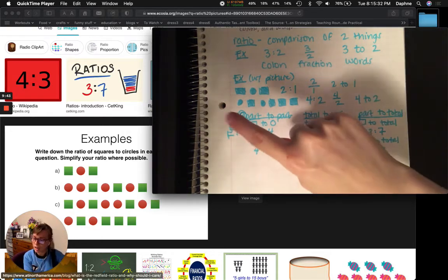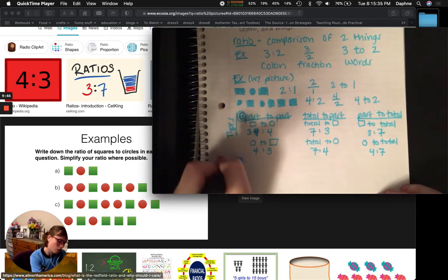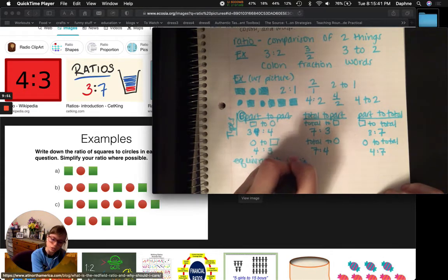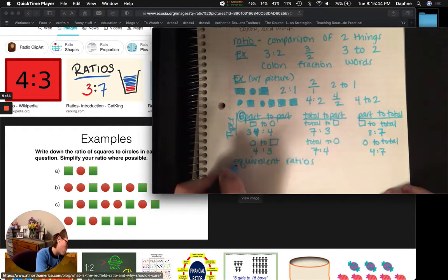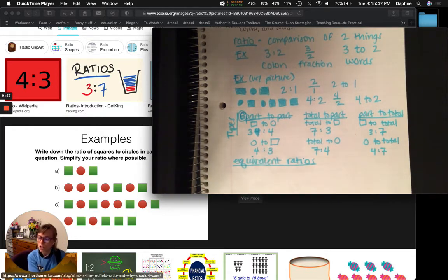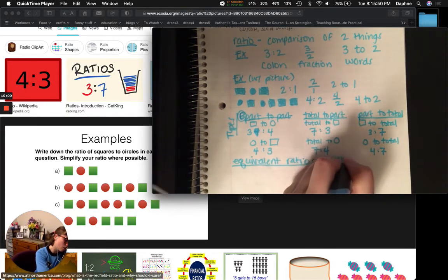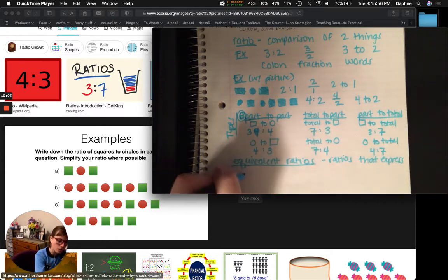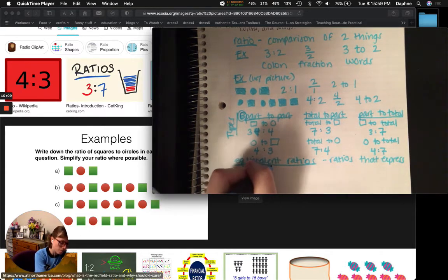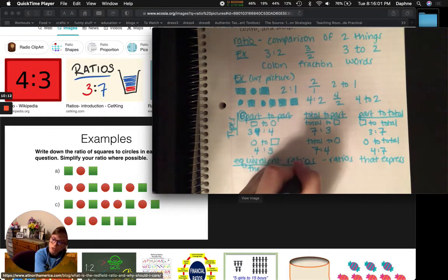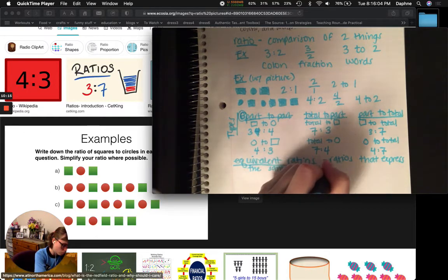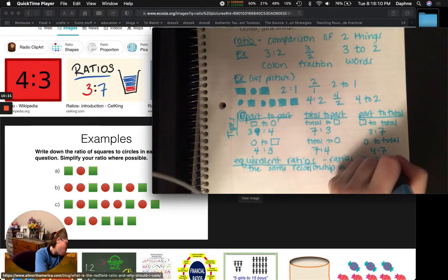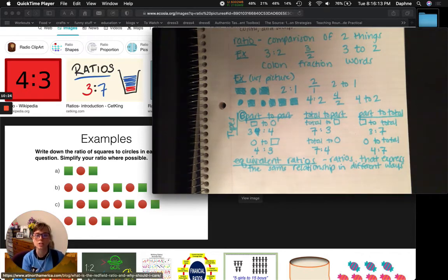All right, so after types, we're going to do another definition. Equivalent ratios. Yeah, plural. We're going to do plural. Equivalent ratios. So equivalent ratios are ratios that express the same relationship in different ways. I'll let you pause there to write down your definition.